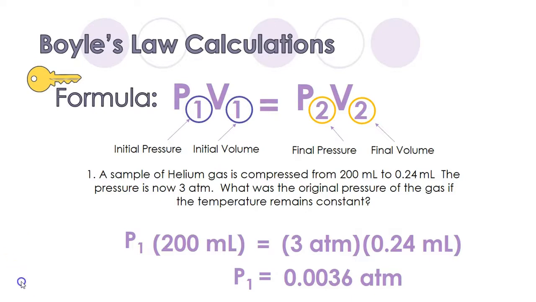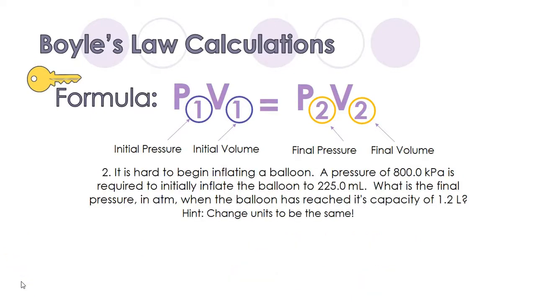Let's take a look at another problem. It's hard to begin inflating a balloon. A pressure of 800 kilopascals is required to initially inflate the balloon to 225 milliliters. What is the final pressure in atm when the balloon has reached its capacity of 1.2 liters? A hint for this problem is make sure you're changing your units so your units are the same.